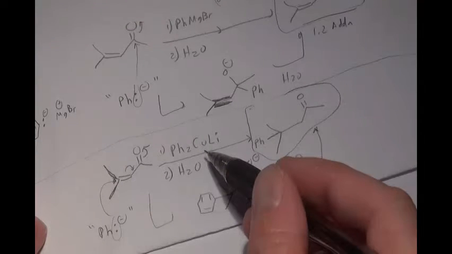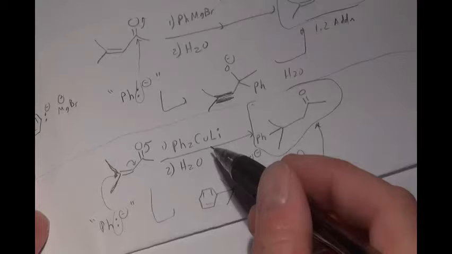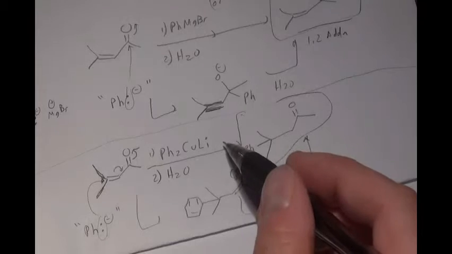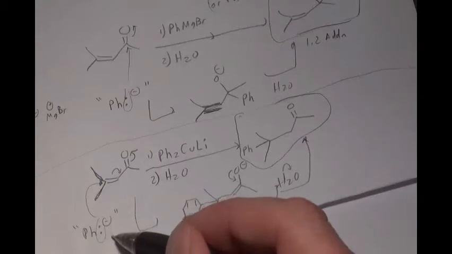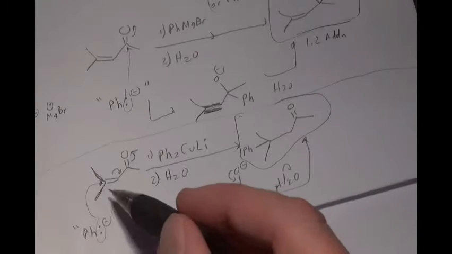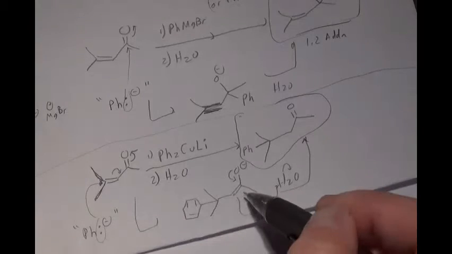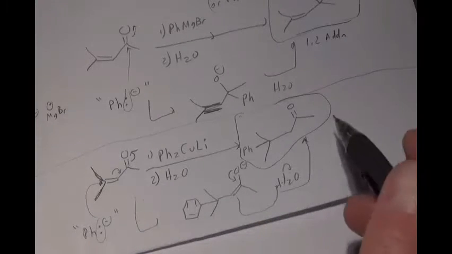Okay? So the cuprates are a different kind of organometallic reagent. And they attack 1,4. So the phenyl cuprate, which is basically a special phenyl minus, attacks the carbon, makes an enolate, and then the enolate grabs a proton from water, and you're done. Okay.